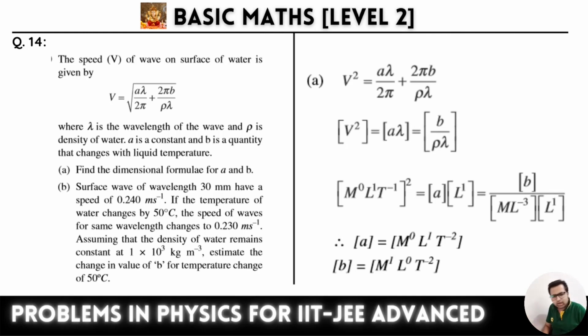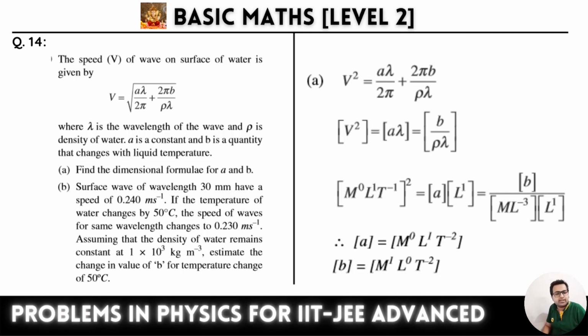So see, we have the formula, it is given. If we square it, v square is equal to a lambda upon 2 pi plus 2 pi b upon rho lambda. Very straightforward observation. And we know from the principle of dimensions that all the terms should have equal dimension. So dimension of v square should be equal to dimension of a lambda, because 2 pi is constant, should be equal to dimension of b upon rho lambda. Now v is velocity, and velocity is displacement upon time, so LT minus 1. So M0 LT minus 1 to the power of 2 should be equal to dimension of a into dimension of lambda.